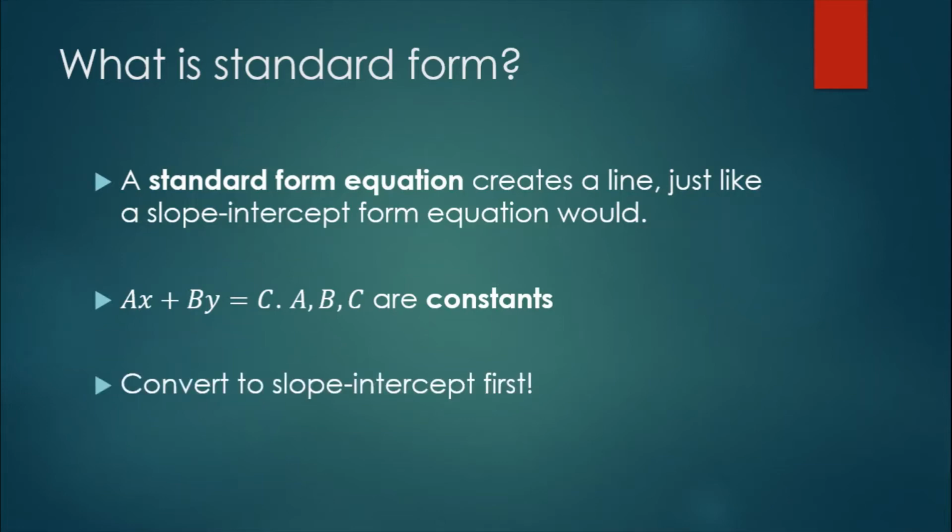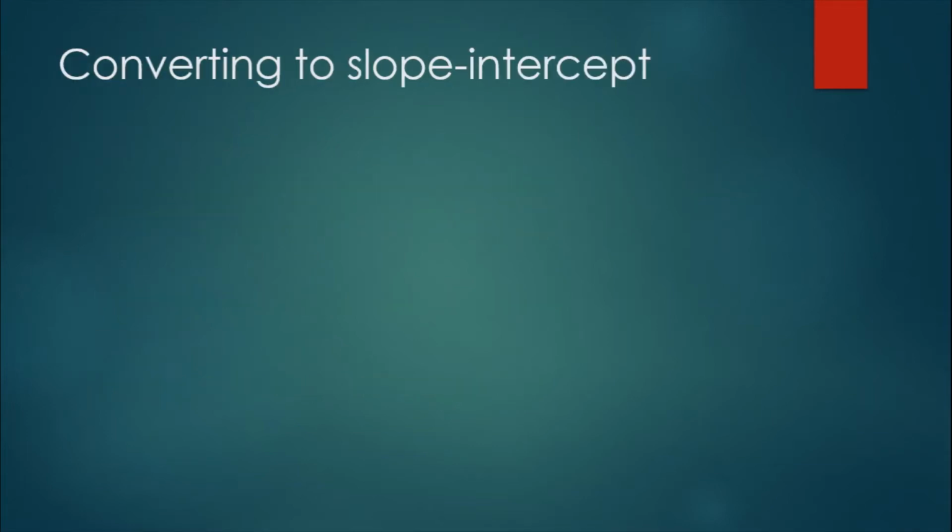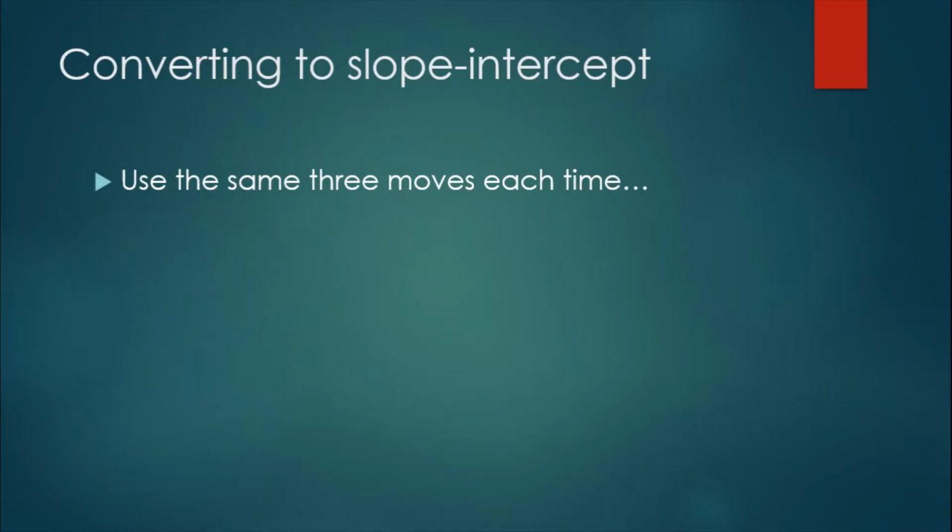All right, and here's the other deal with standard form: we don't really want to use it. We're going to take those standard form equations and put them into slope-intercept form before we graph them. So how can we do that? There's actually a pretty nice three-step process that works every single time if we're starting from standard form and we want to get to slope-intercept form. And we'll do a couple of examples of this in a minute.